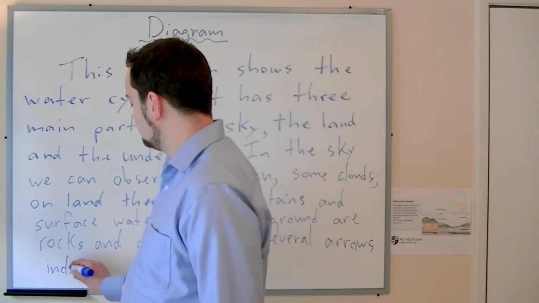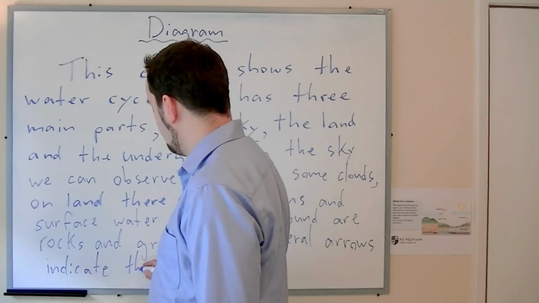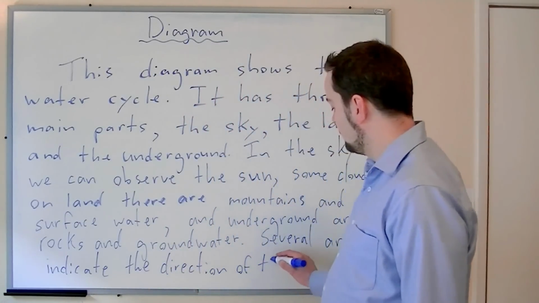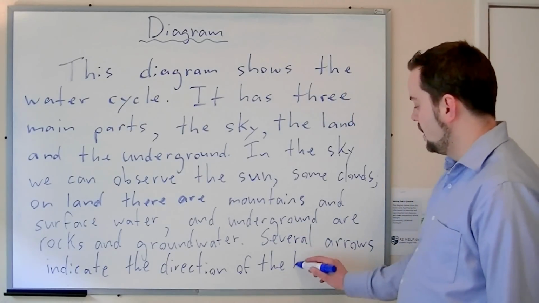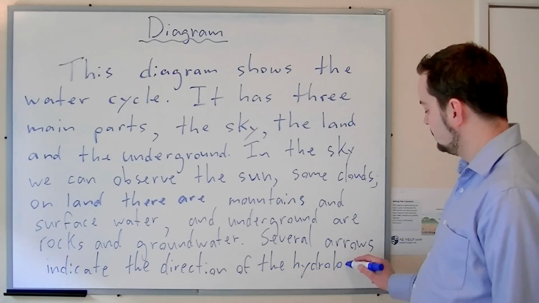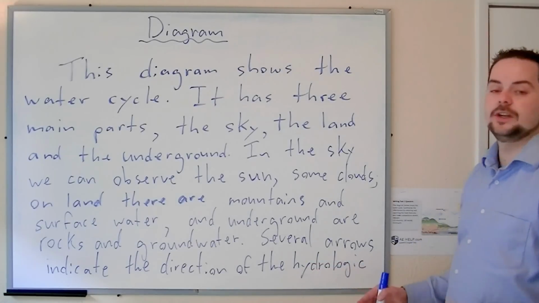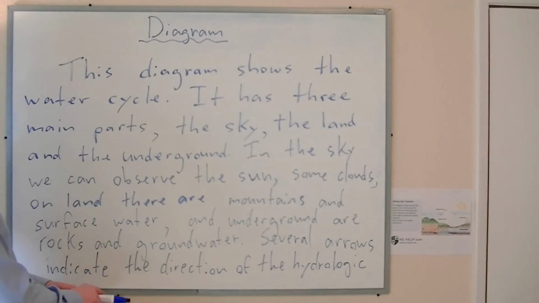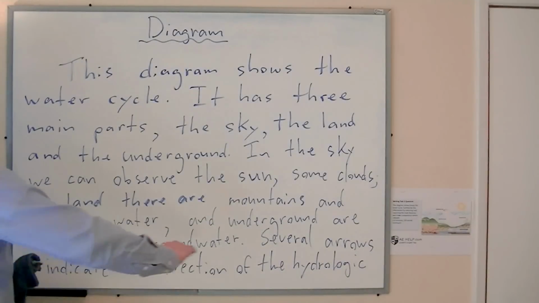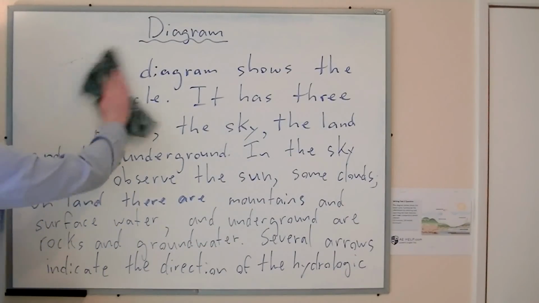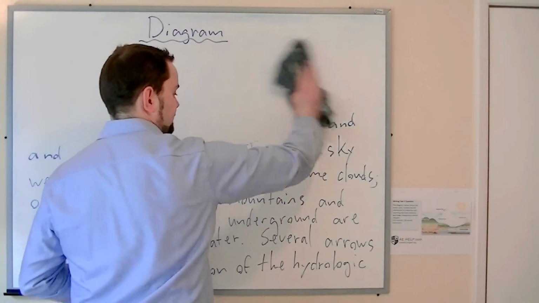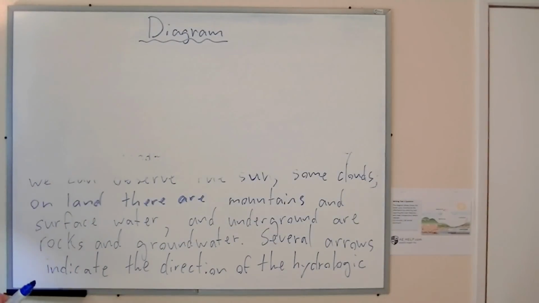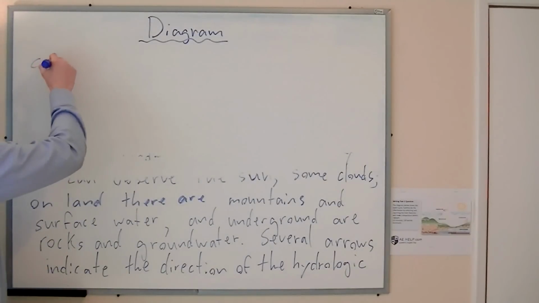Several arrows indicate the direction of the hydrologic cycle. Hydrologic is just another way to say water cycle, so hydrologic cycle. Again, remember, paraphrasing is very important to get a nice high mark. So we're continuing from here, it's all one paragraph. So several arrows indicate the direction of the hydrologic cycle.